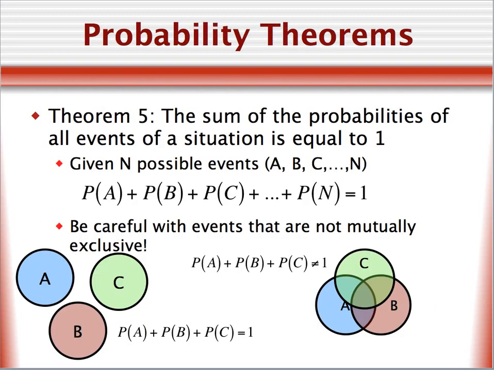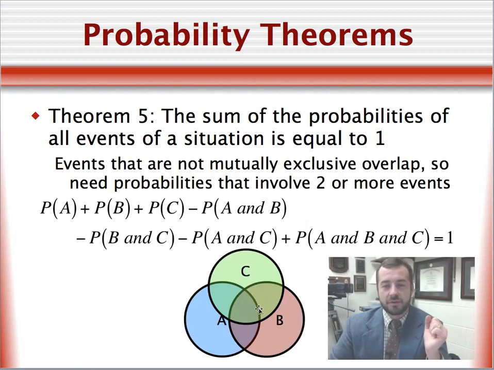Theorem 5 states that the sum of the probabilities of the events of a situation is equal to 1.000. In this case, all we have to do is add up all of the probabilities, and they should equal 1. But we have to be careful with events that are not mutually exclusive.